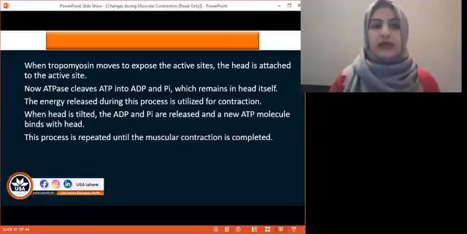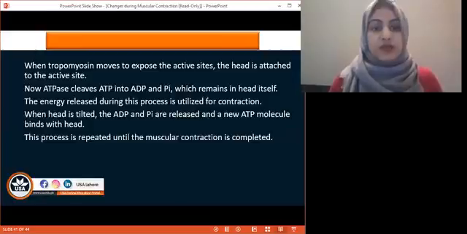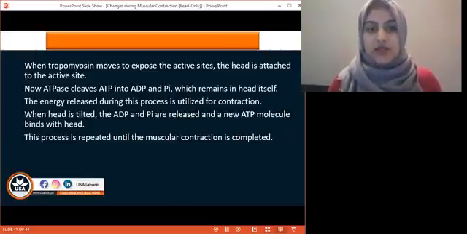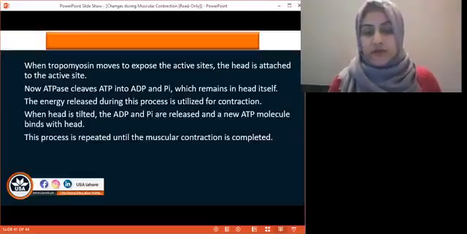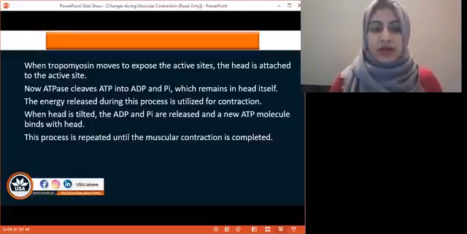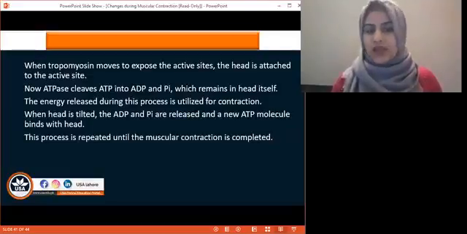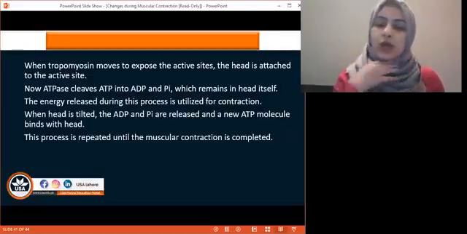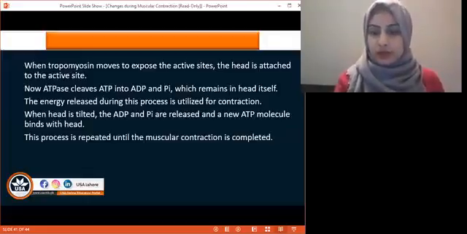So what's happening is that the tropomyosin moves off the active sites and the head is attached to the active site. Once it's attached, the ATP is broken down, and the energy is released and utilized for contraction. And when the head tilts, the ADP and Pi that resulted from the ATP breakdown are released, and a new ATP molecule binds with the head. So this process is repeated in order to provide continuous energy for the purpose of muscular contraction.